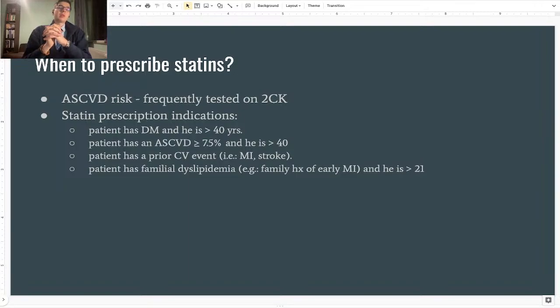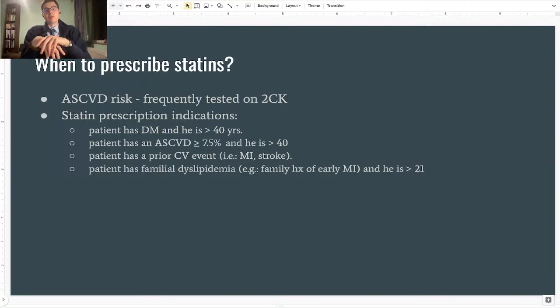However, there might be some clinical vignettes where there is the case of a 21-year-old or a 20-year-old who presents with DKA, and they might ask you if he needs statin or not. He does not need any statins as he is well below 40.